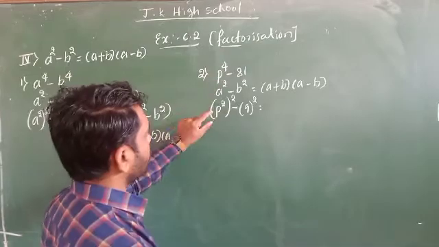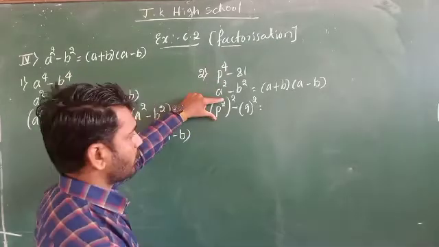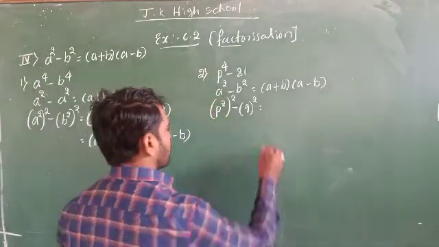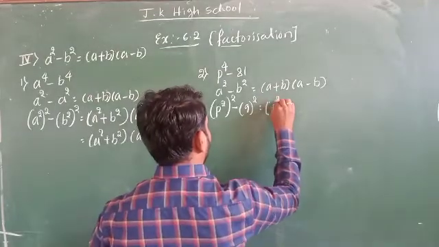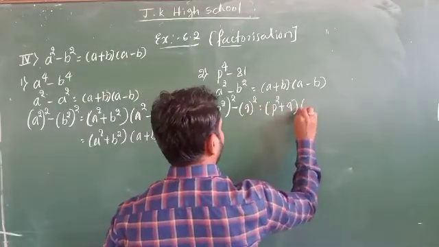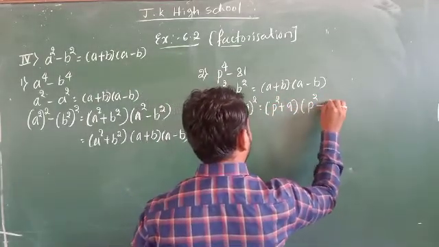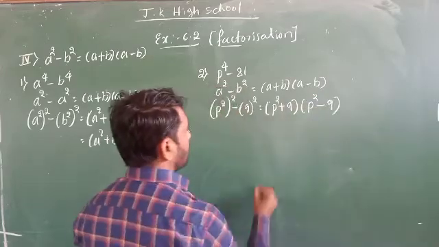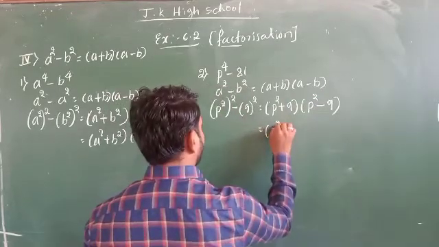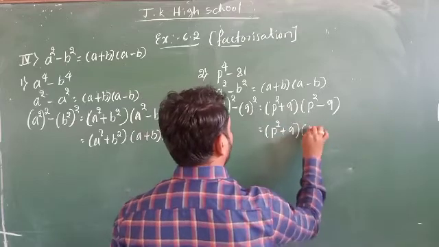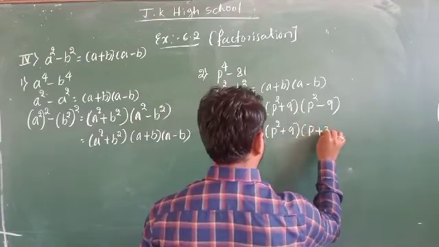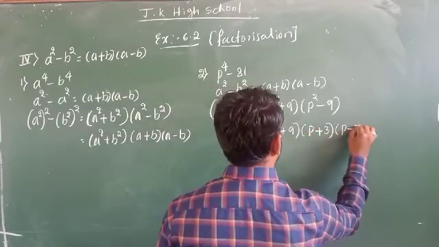Now what is the a value? p square. What is the b value? 9. a plus b means what? p square plus 9. a minus b means what? p square minus 9. So p square plus 9 stays as it is. How about p square minus 9? p plus 3, p minus 3.